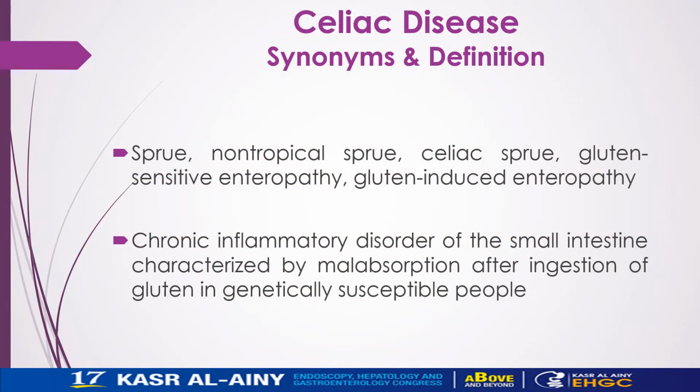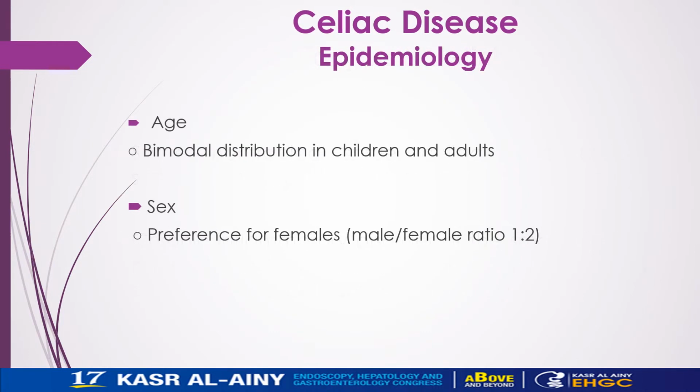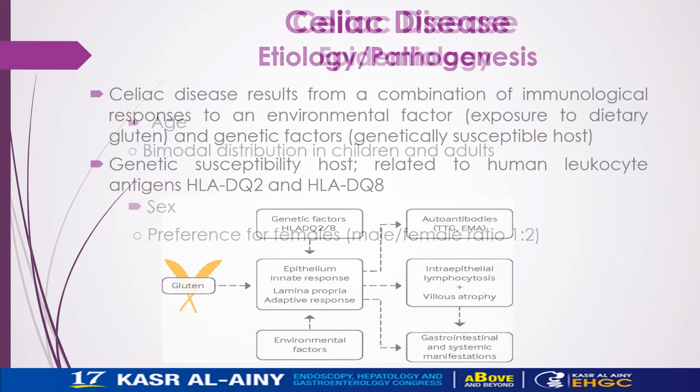Celiac disease has many synonyms and is defined as a chronic inflammatory disorder of the small intestine characterized by malabsorption after ingestion of gluten in genetically susceptible people. It has a bimodal age distribution and is more common in females.